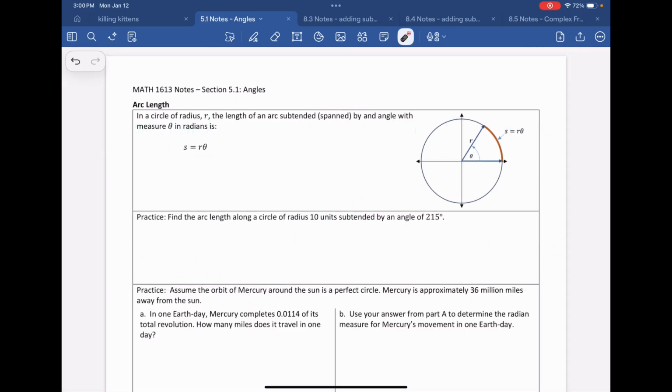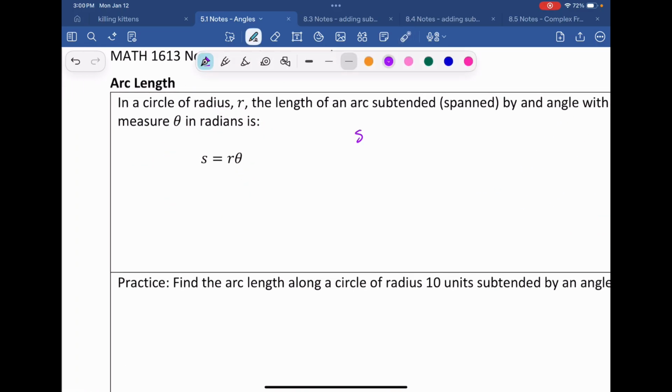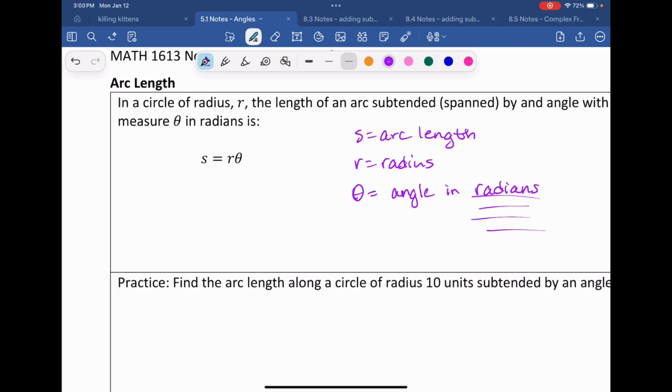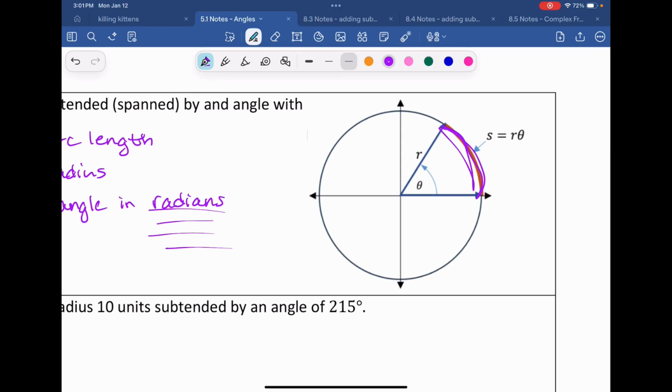All right. Earlier in this section, we talked about this thing called arc length, and we talked about this formula. The formula is arc length, which is S, equals radius, so R, times theta, which is your angle measure in radians. And I want you to underline that. It's literally like you're taking a tape measure and measuring this piece right here.